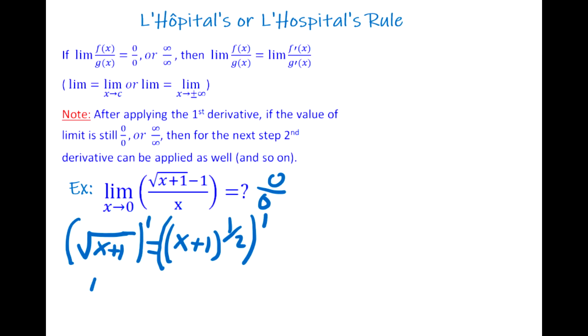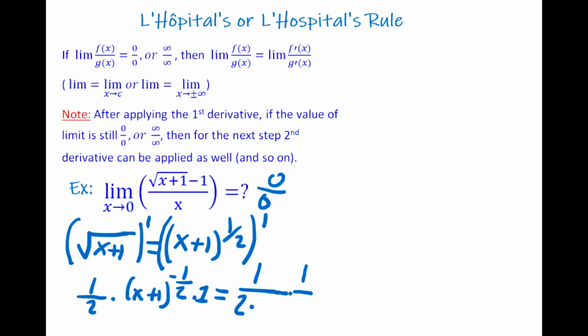And how can we take the derivative of this? Well, this 1 divided by 2 is going to come up front times x plus 1 to the power of, and subtract 1 from the power, so it's going to be negative 1 divided by 2, guys, times the derivative of the inside, which is x plus 1. The derivative of x plus 1 is 1. So that is going to be equal to, guys, 1 divided by 2 times, because of this negative, 1 divided by the square root of x plus 1, guys.